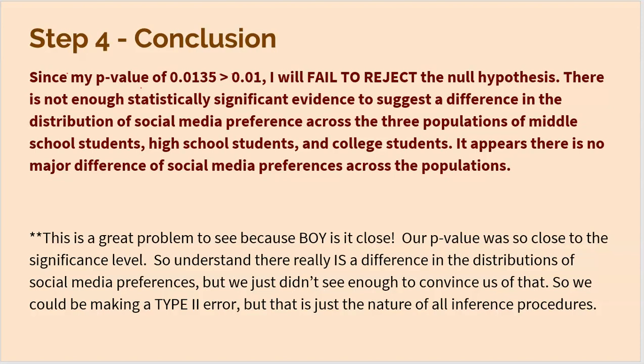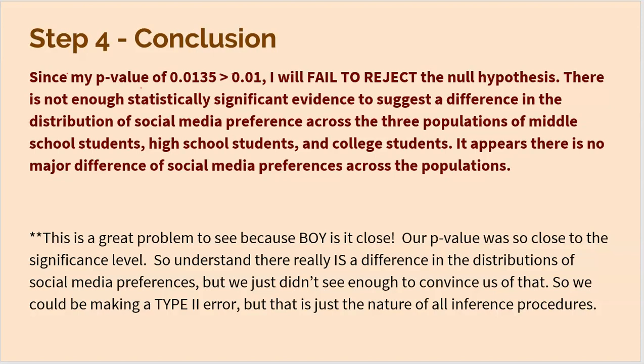But listen, at the end of the day, maybe there really is a difference across these populations in terms of social media preference. So maybe I made a type 2 error, right? The type 2 error is when the alternative is true, but we fail to see that. But I don't know if that happened or not. It sucks that the p-value was so close to my level of significance, but you've got to make the decision based on how we teach you. So 0.0135, as close as it is, is greater than 0.01, so I have to fail to reject the null.